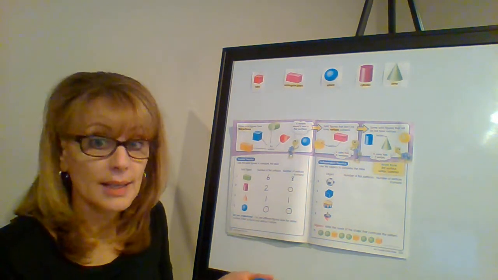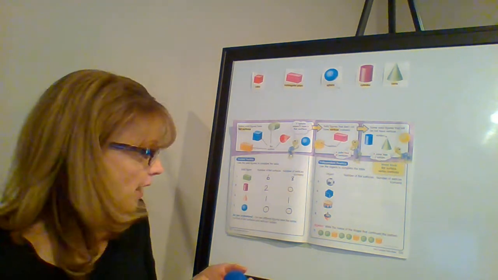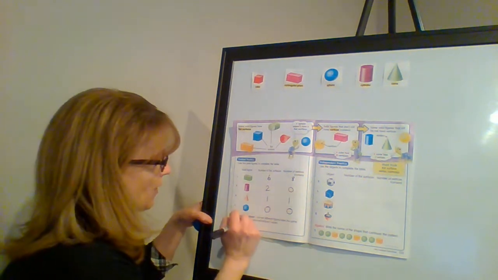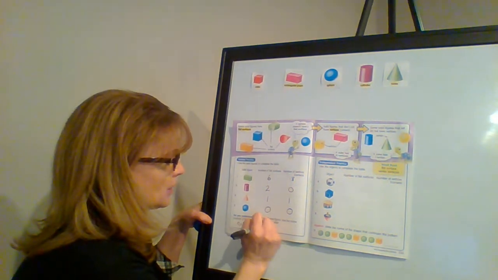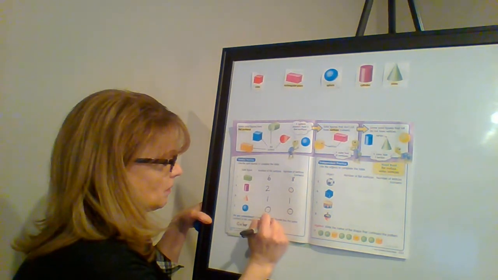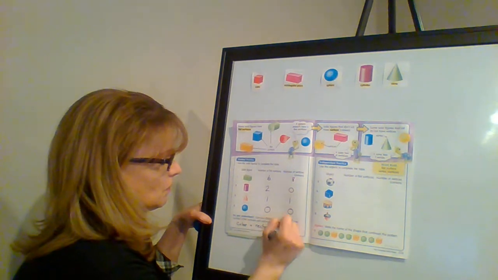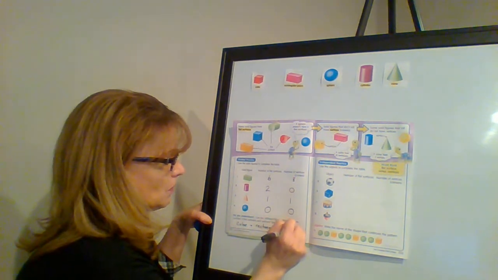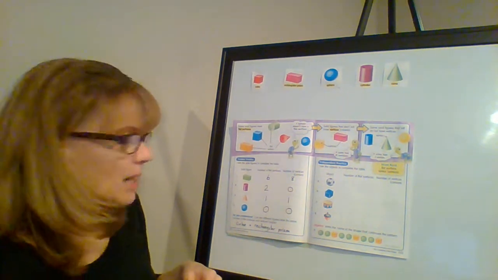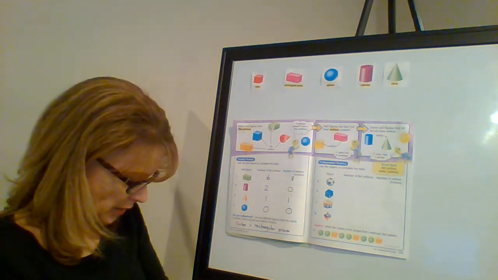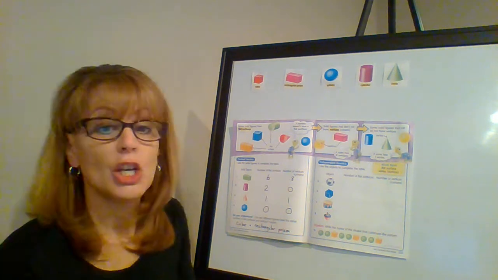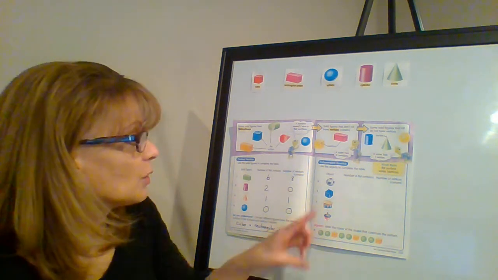Yes, they can. And we proved that, right? We have a cube and rectangular prism. They have the same number of flat surfaces and the same number of vertices. Okay? Your turn. I'm going to give you a minute.